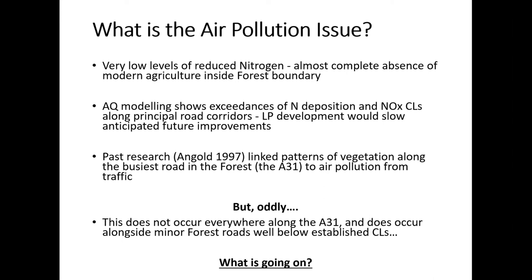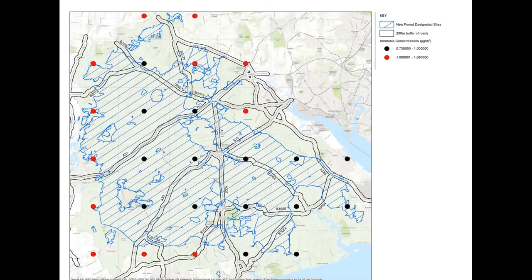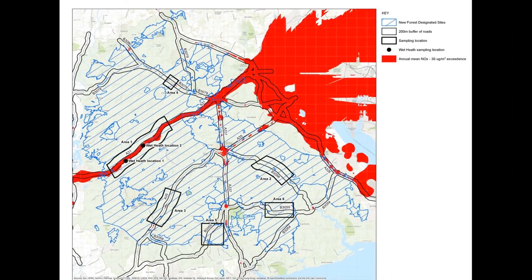So just a little bit of background here. The critical level for ammonia for most vascular plants is 3 micrograms per meter cubed. For sensitive lichens and bryophytes, it's 1. Everywhere you can see a black dot there, the background level in that 5 kilometer grid square, according to APIS, is below the 1 microgram critical level. And red is where it's exceeded. So you can see that modern agriculture around the edge of the forest is where most of the reduced nitrogen is coming from. Inside the forest, you've got a very low ammonia environment.